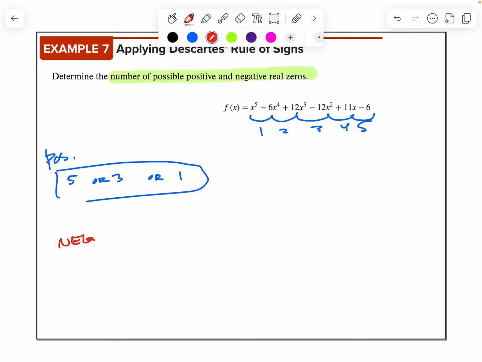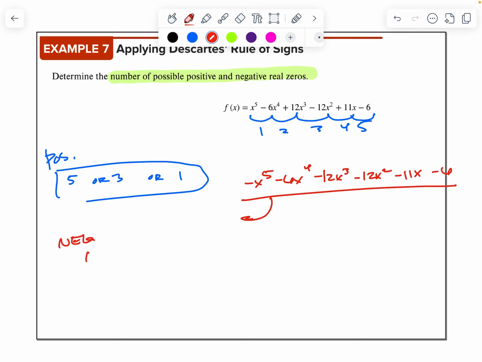Negative real solutions. So I'm going to change all of these, all the odd exponents. Negative x to the 5th. Not going to change the even ones. Negative 12x to the 3rd. That's an odd exponent. X squared is an even exponent. Not going to change it. 11x, that's an odd exponent. Minus 6. How many times does it change now? It never changes, right? And so there are 0 negative real solutions. It doesn't tell us what the solutions are, but it tells us how many there are.